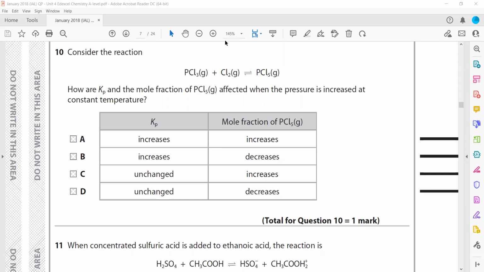In question 10, PCl3 plus Cl2 gives PCl5. Kp is only affected by changing the temperature, not the amount of the reactant or pressure. So Kp will remain unchanged if we change the pressure. But if we increase the pressure, equilibrium will shift towards the side where the number of moles of gas is less. So here 2 moles and 1. So equilibrium shifts towards the right hand side. So the mole fraction or amount of PCl5 or yield will increase. So for question 10, C is the right answer.